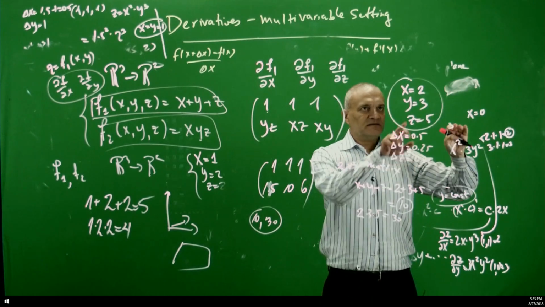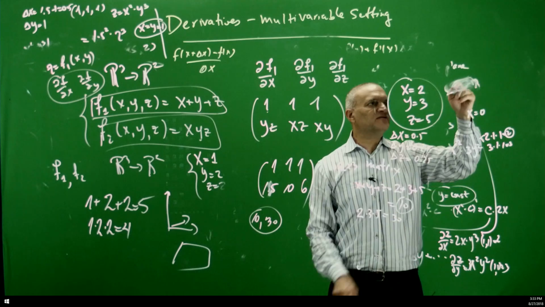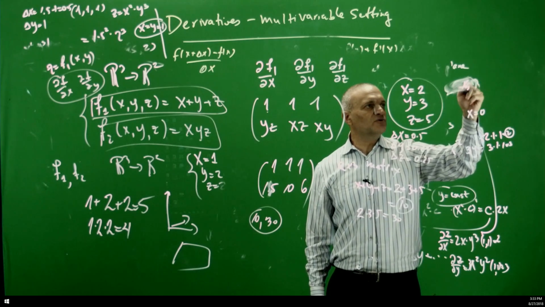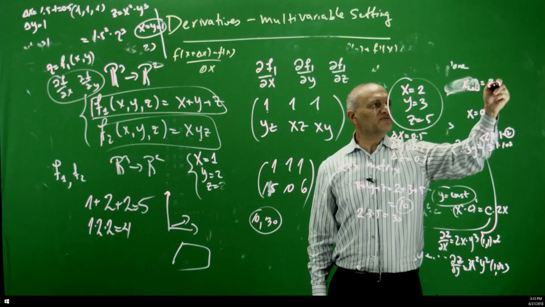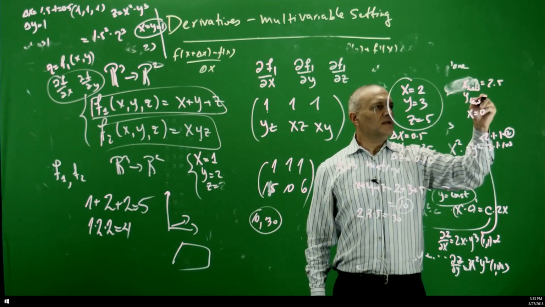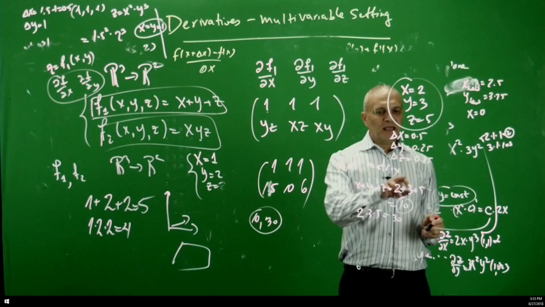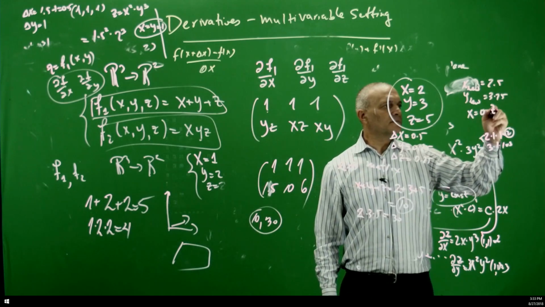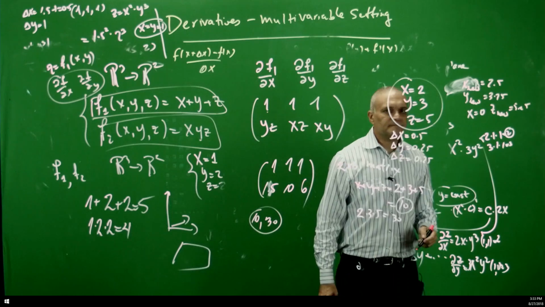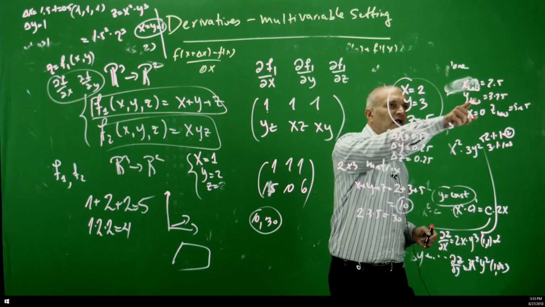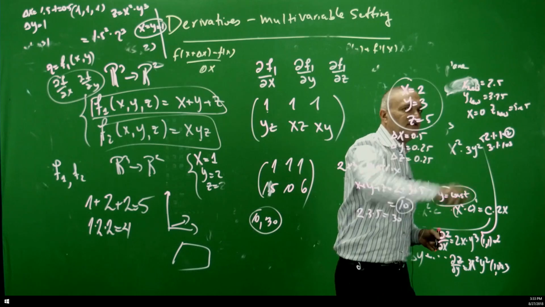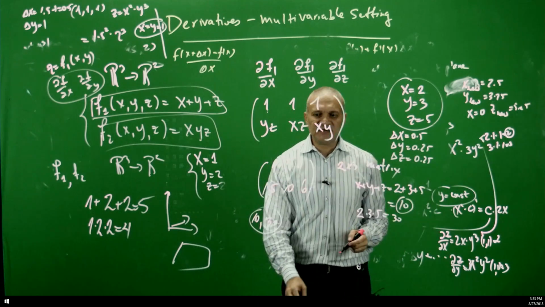I'm adding to x 0.5, so I'm going to have 2 plus 0.5. So the x new is going to be 2.5. Here, y new is 3.25. And here, z new is 5.25. Okay? What I want to do now is calculate the function at this new point, 2.5, 3.75, and 5.25. So how do I do that?